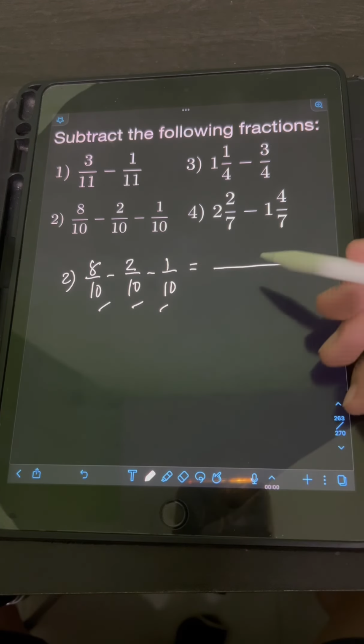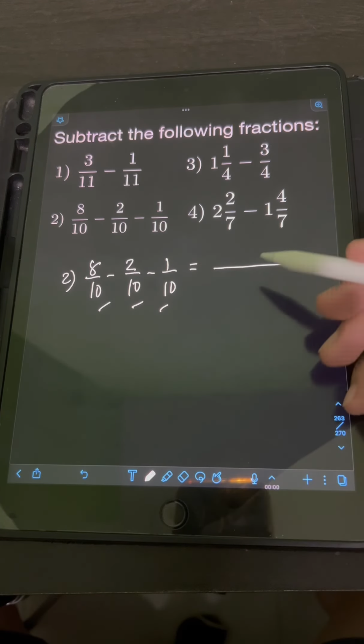For number 3, we have 1 and 1/4 minus 3/4. So this time we are subtracting a fraction, 3/4, from a mixed number, 1 and 1/4. So if we have a mixed number and we involve a subtraction operation, we always transform the mixed number into an improper fraction first. So let's transform 1 and 1/4 into an improper fraction.